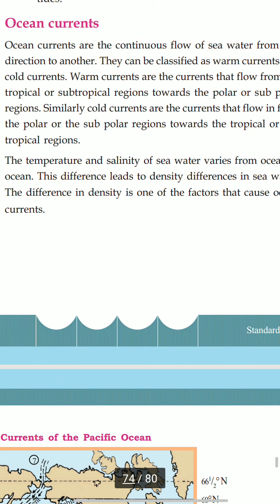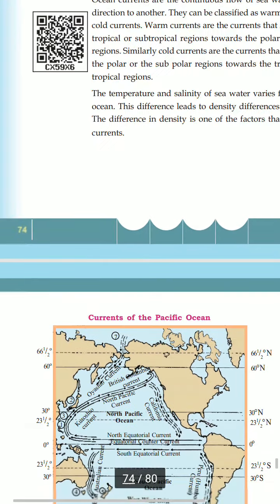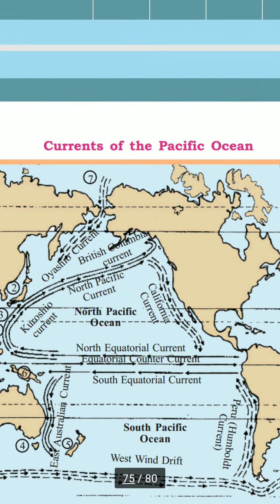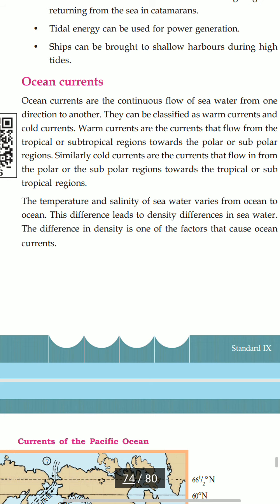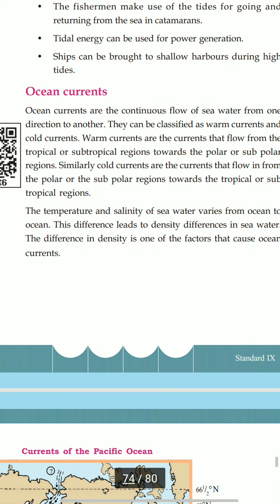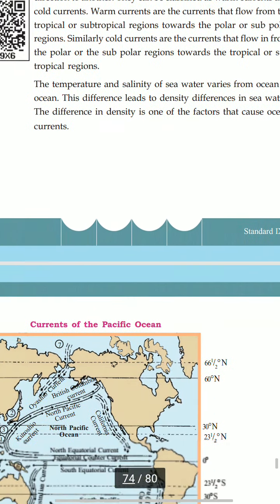They can be classified as warm current and cool current. There are two types of ocean current. One is warm current and the other is cool current. Warm currents are the currents that flow from the tropical and subtropical regions towards the polar region. That is, from tropical region to polar region, that is known as warm current. Clear? And similarly, cold currents means what? Flow from polar to the tropical region is known as cold current.